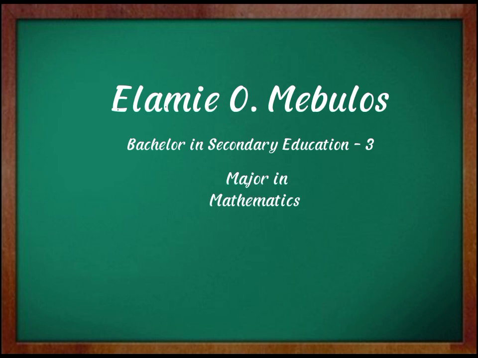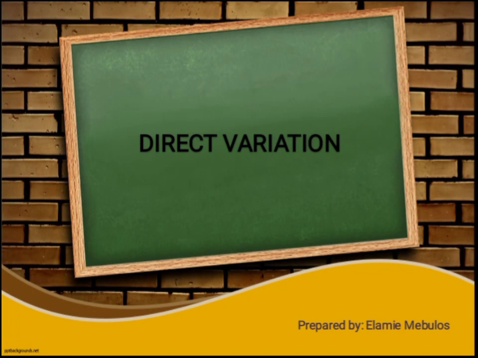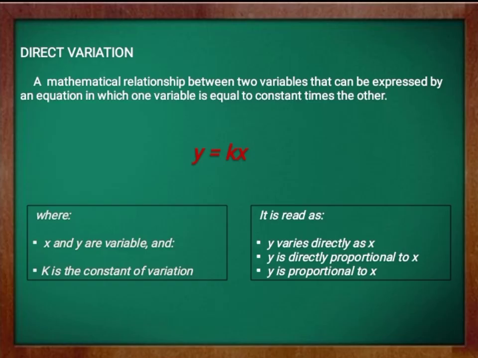So, in this video, I will be going to discuss direct variation. A direct variation is a mathematical relationship between two variables that can be expressed by an equation in which one variable is equal to a constant times the other. So y is equal to kx. This is the expression of a direct variation.